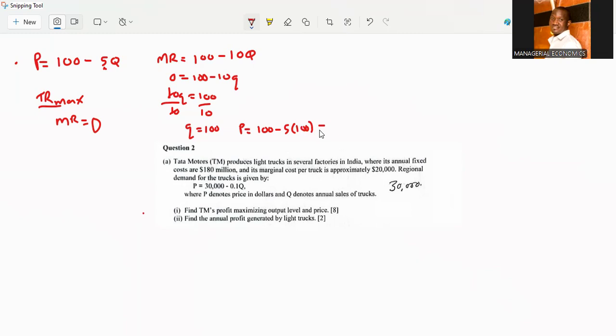10, sorry. It was 10. So here we're putting a 10 there. When we calculate that, it will be 100 minus 50, which is equal to 50. So our question now is answered. How many units will maximize total revenue? 10 units. What is the actual price that will maximize our total revenue? Price is 50 kwacha.